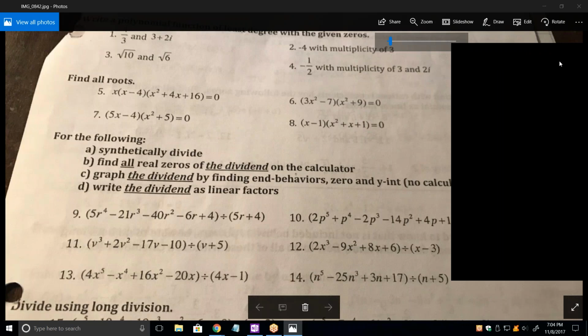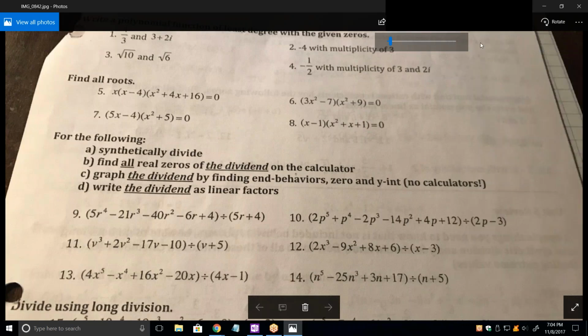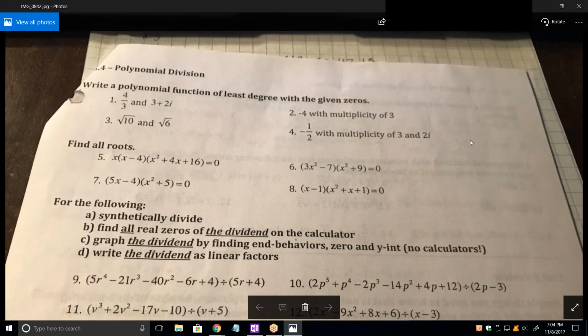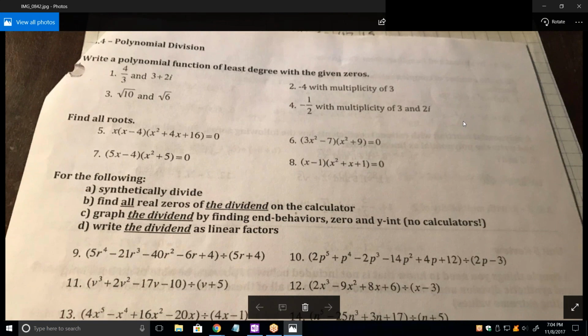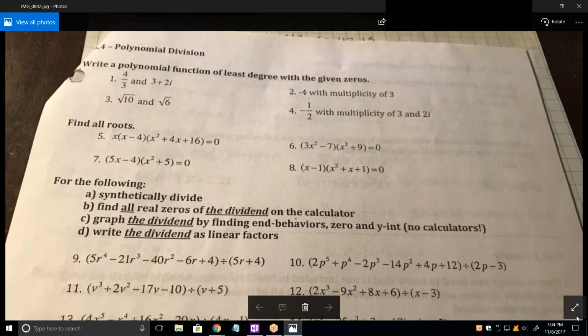Let's record, minimize, get rid of that. Where do we want to start? With 1? Yeah. Okay.